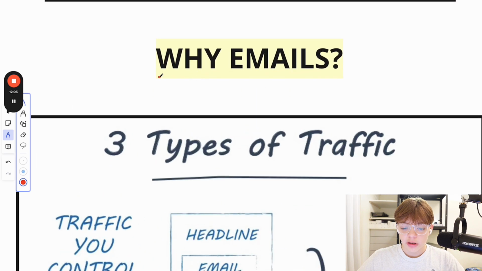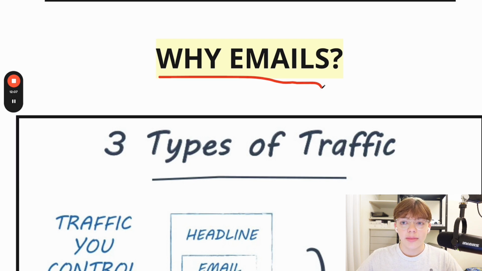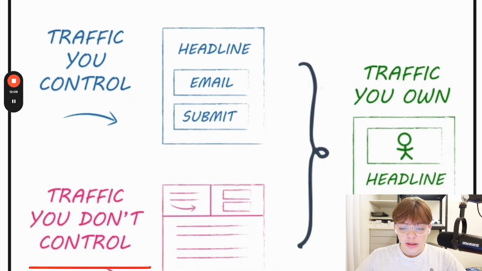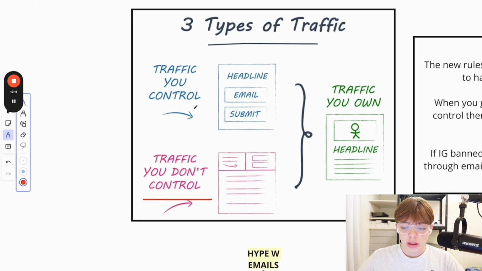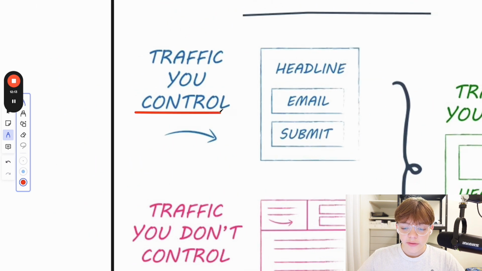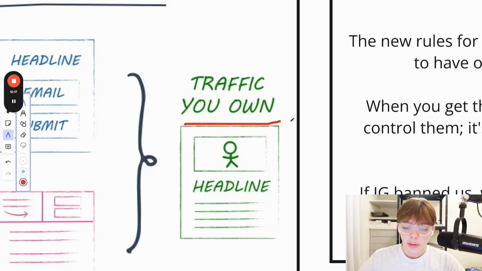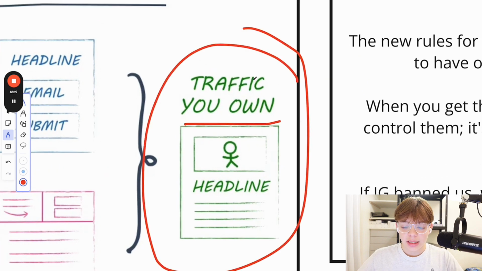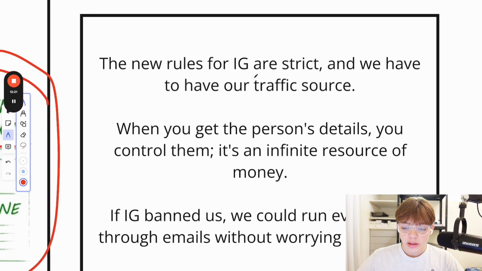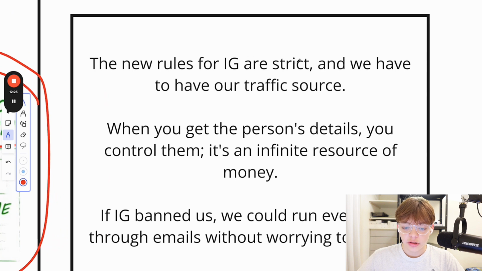Now, you may be asking yourself, why were you running emails? Why weren't you just doing something else? Why did you go with email specifically? Well, it's simple. There are 3 types of traffic sources that you can run: traffic you control, traffic you don't control, and traffic you own. And the goal is to get to traffic that we own, because the new rules for Instagram are strict.